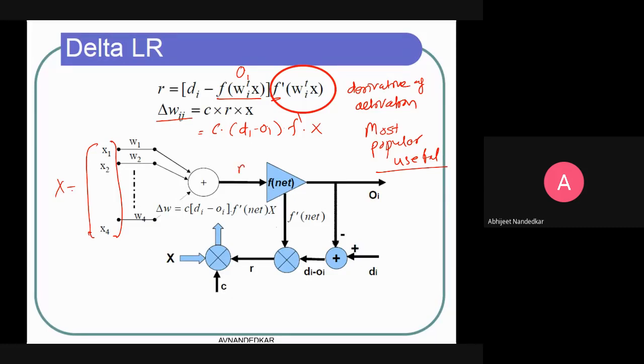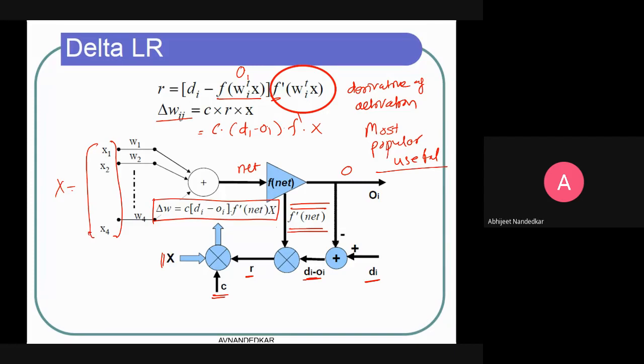You compute net here, you pass on net to the activation function, and it will give you the output. This output you will compare with the desired response. So d minus o i, that is the difference, you will multiply with f dash of net, that is the derivative of the activation function, and that becomes your rule. This gets multiplied with input x and learning constant c, and this is the change in weight according to the error signal.